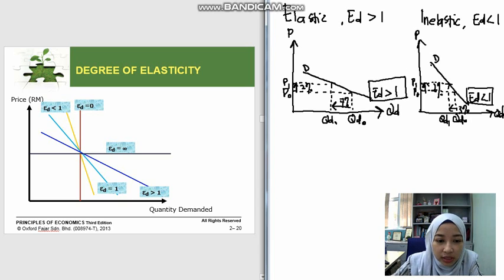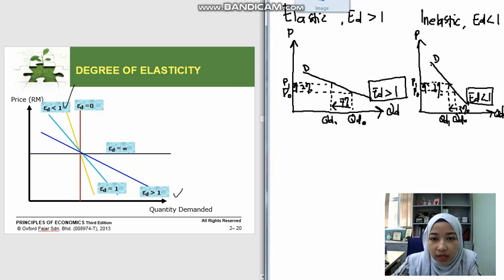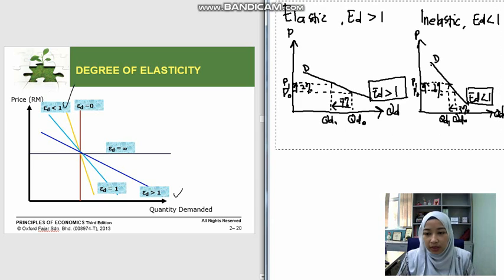Okay, so in this graph, the dark blue here is an elastic demand curve, which is flatter as compared to the other curve. Okay, and then you have an inelastic demand, the yellow one. Okay, so this yellow curve here shows an inelastic demand curve, which is a little bit steeper as compared to the dark blue. Okay, now let's look at a unitary elastic demand curve.